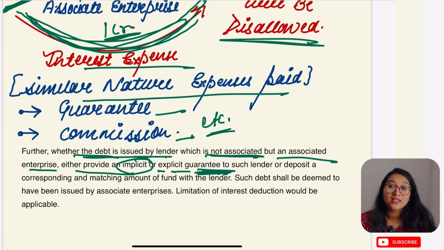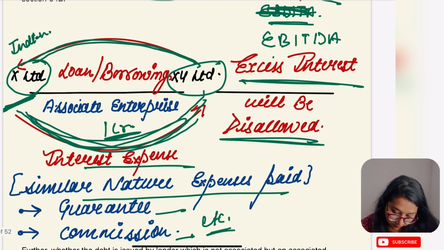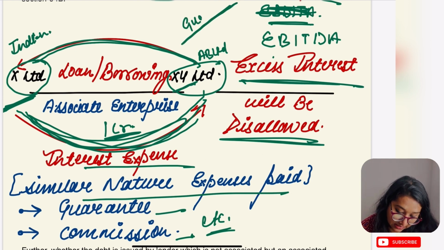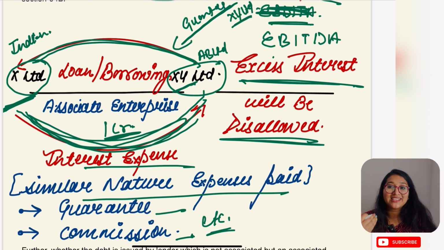First of all, the loan is taken by some other person, another lender. Okay, and the guarantee is given by whom? The non-resident associate enterprise. Let me tell you, for example, let's take XY. The loan is taken by AB Limited, and the guarantee is given by XY Limited. Is it clear now? The guarantee is given by XY Limited.